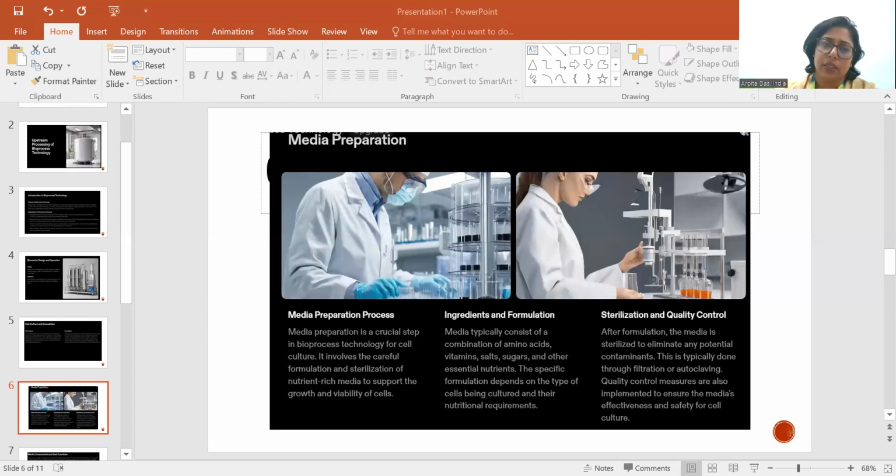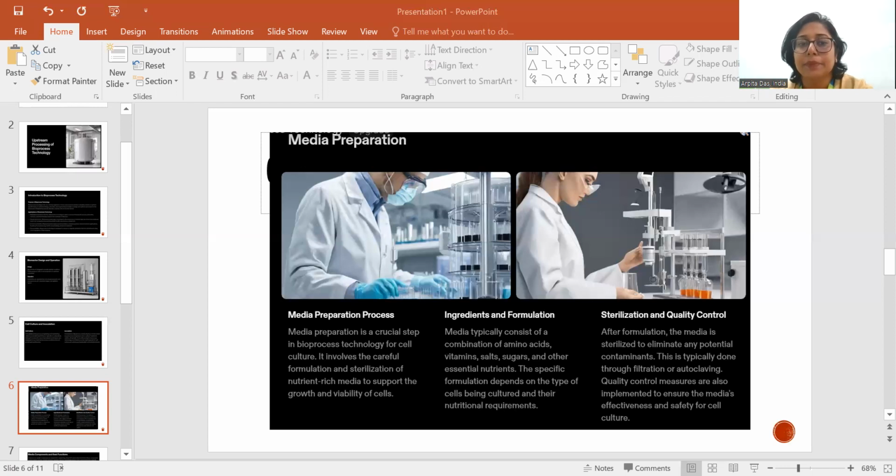Along with that, some ancillary services like heating of the bioreactor, cooling of the bioreactor, cleaning and rinsing of the bioreactor also play an important role. Okay. So these are ancillary services which require water. So water plays an important role.